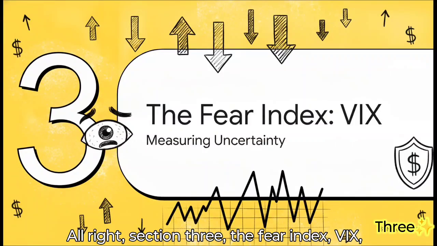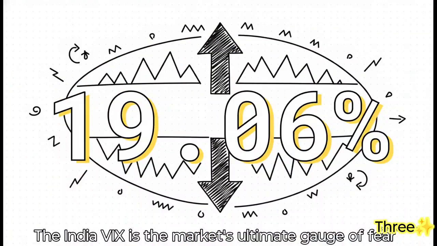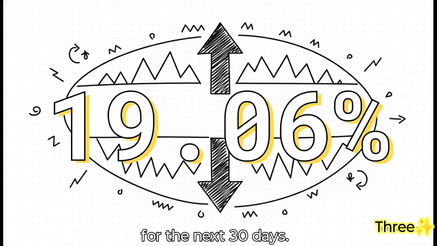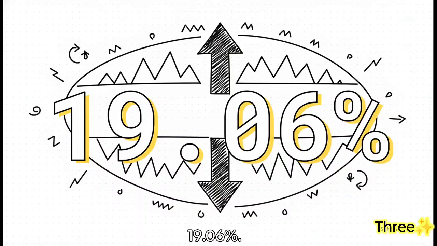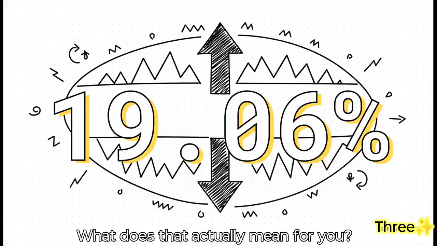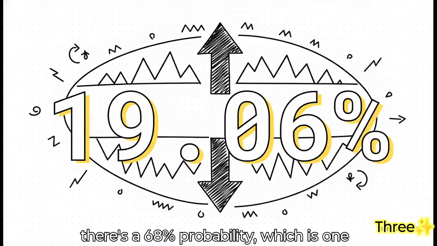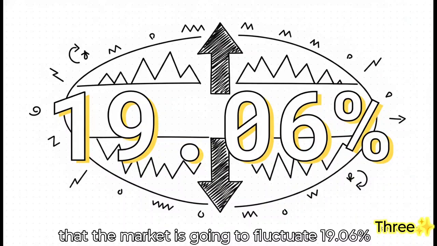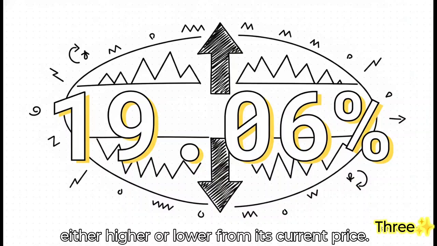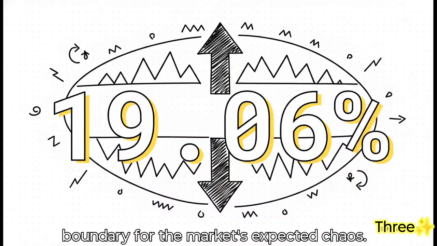All right, Section 3. The fear index, VIX, measuring market uncertainty. The India VIX is the market's ultimate gauge of fear for the next 30 days. So let's say the VIX is currently sitting at 19.06%. What does that actually mean for you? Well, mathematically, it means that over the next year there's a 68% probability, which is one standard deviation, that the market is going to fluctuate 19.06% either higher or lower from its current price. It essentially gives you a mathematical boundary for the market's expected chaos.